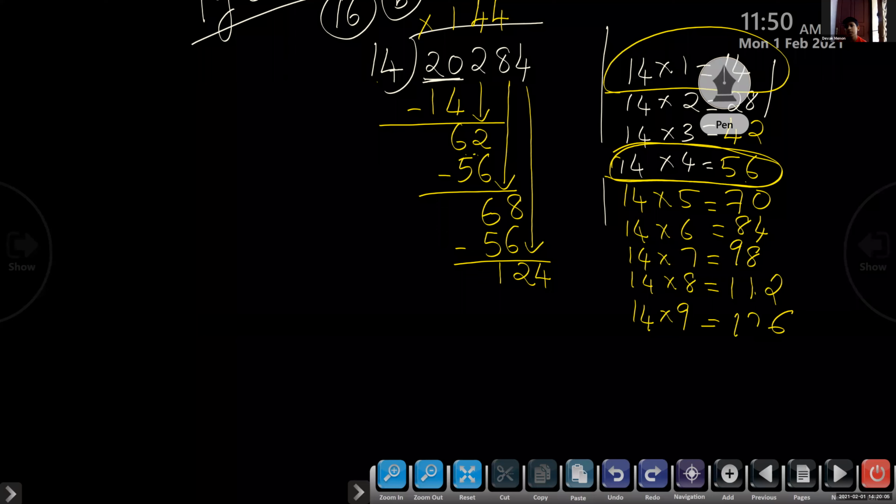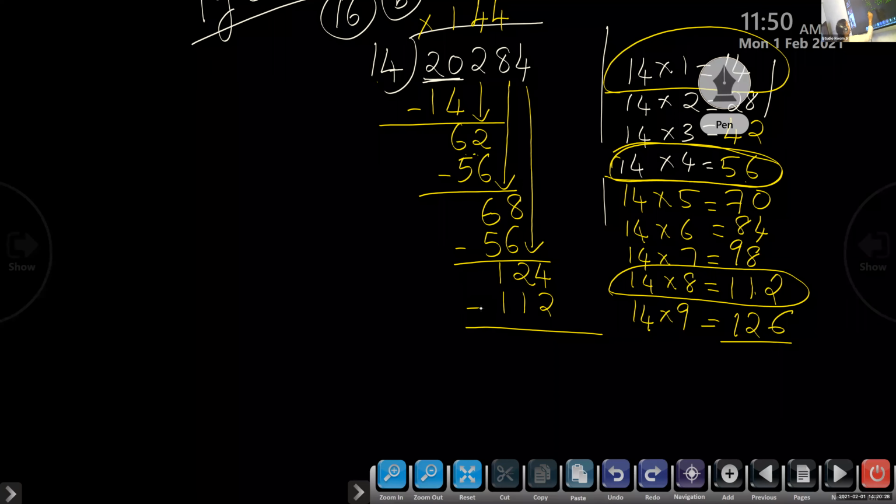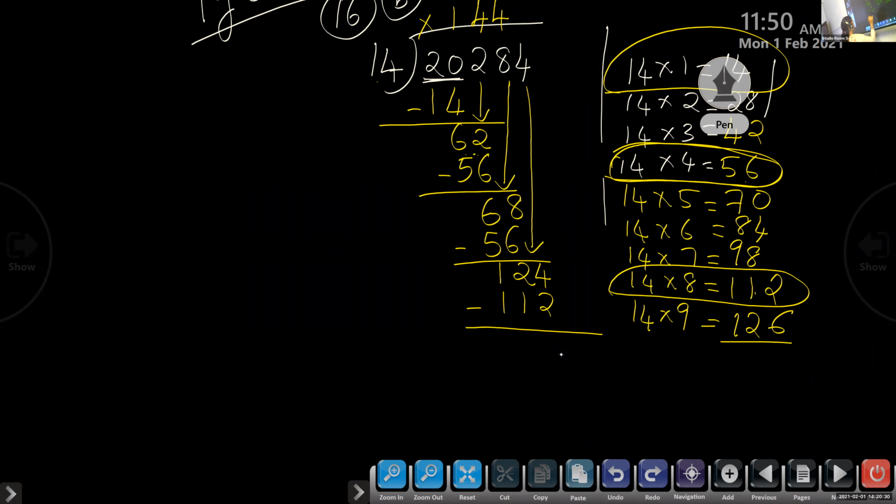$126. So that we cannot take. Here we have only 124. So we can take which one? 14 into 8. So children, in the quotient you can write here 14 into 8. So here 112. So what's the remainder? Here 4 minus 2, 2. 2 minus 1, 1. 12.